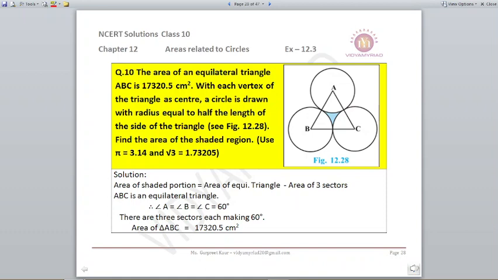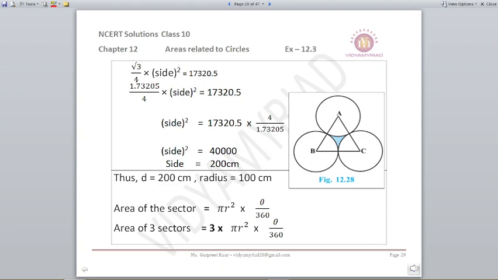So the area of the triangle is already given to us, 17320.5. We don't know any side. So with the help of the equilateral triangle formula, we will find its side first. So root 3 upon 4 into side square is equal to 17320.5. On solving, you get the side as 200 centimeters.